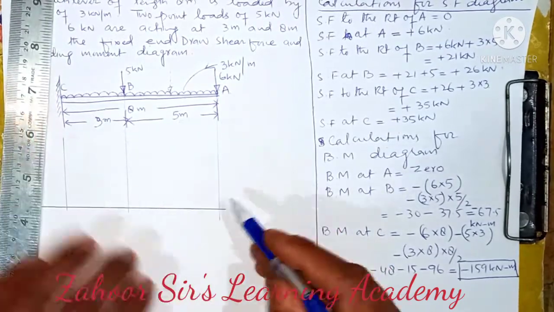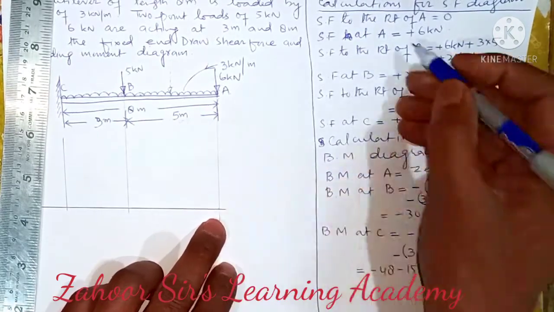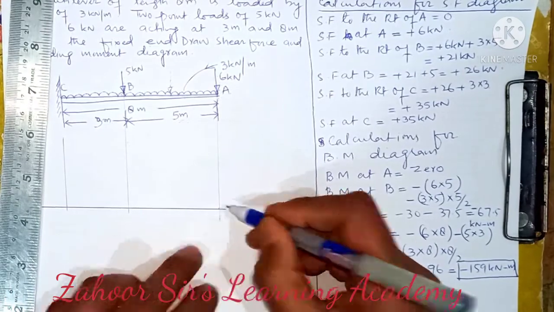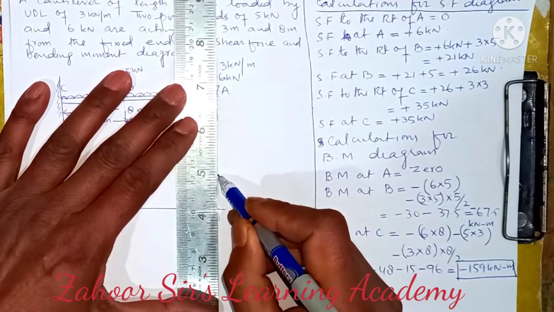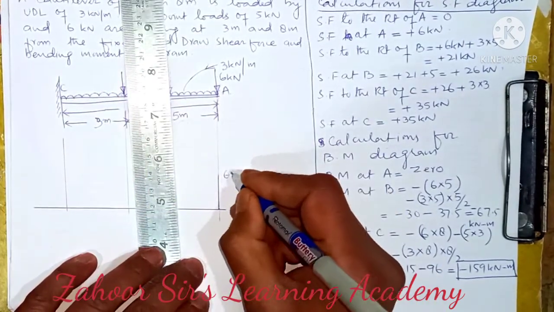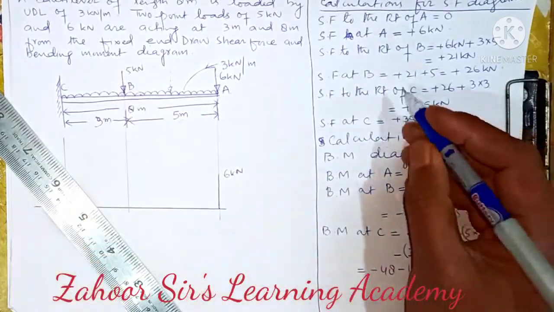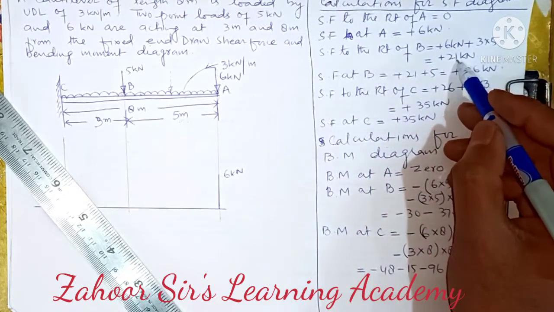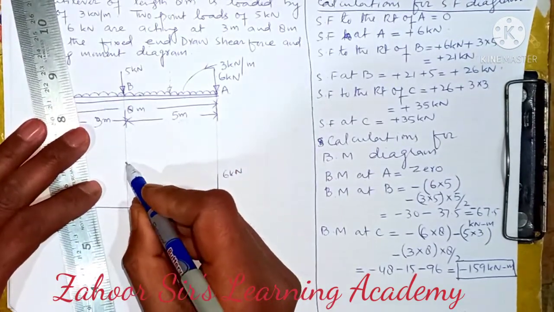Okay. So at A, SF is 6. And see, this is a point load. In the last class also I said that we have to represent the point load with a vertical line. So I will draw a vertical line, and this represents 6 kilonewton, and it was point A. Then to the right of B is 21 kilonewton. So that means to the right of B is somewhere here.